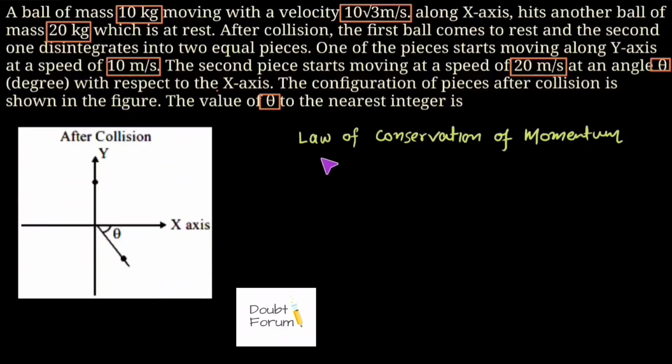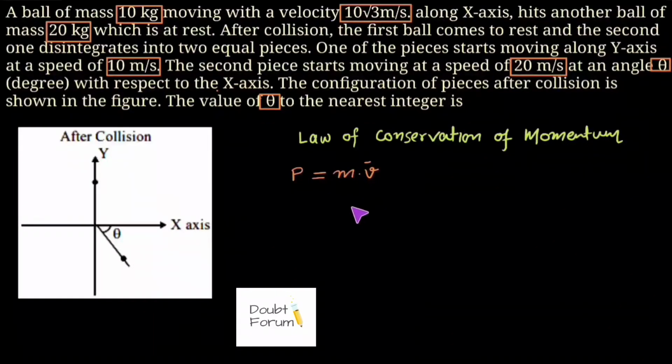To understand this question better, let's start with the momentum. The momentum of a body is the multiplication of its mass and velocity. As we all know, momentum is a vector quantity, and the direction of momentum is the direction of velocity. According to the law of conservation of momentum, the total momentum of an isolated system is always conserved.